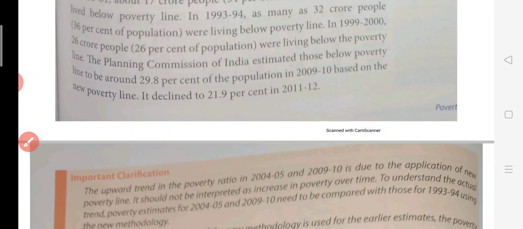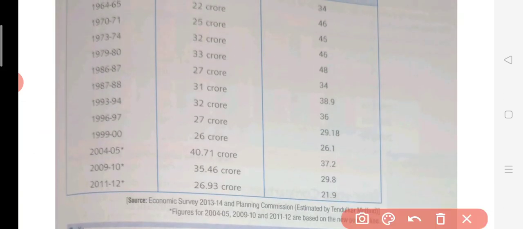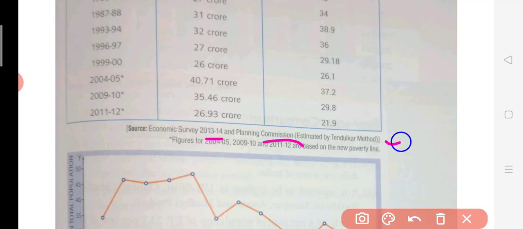Okay, now ये क्लैरिफिकेशन पे वापस आ जाते हैं, let us talk about this clarification. वो जंप दिखा था, let us go through this one again here from 26 to 40. सो दिखता है there is a sudden rise in the number of poor people who are under this poverty line. But what is here written? Let us read this thing. Economic Survey 2013-14, Planning Commission estimated Tendulkar method, figures of 2004-9, 11-12 are based on the new poverty line.